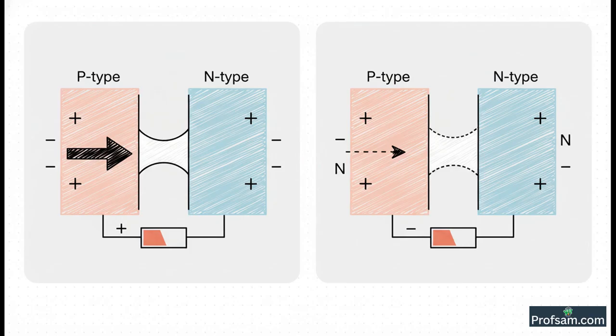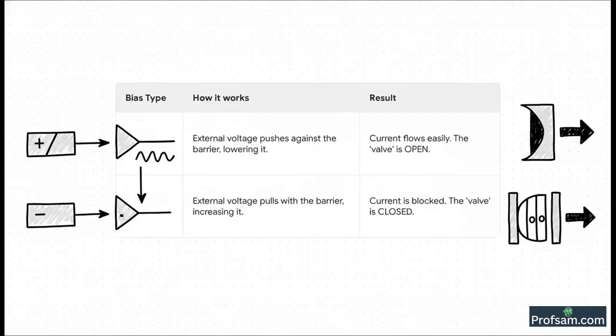So we can either forward bias the diode to let the current flow, or we can reverse bias it to block the current. So let's look at this comparison. It makes it very clear. In forward bias, we connect the positive terminal of the battery to the P side of the diode. This external voltage pushes against the internal barrier, making it smaller. And what's the result? Current flows easily. The valve is open.